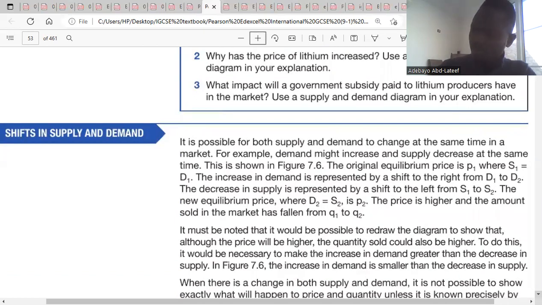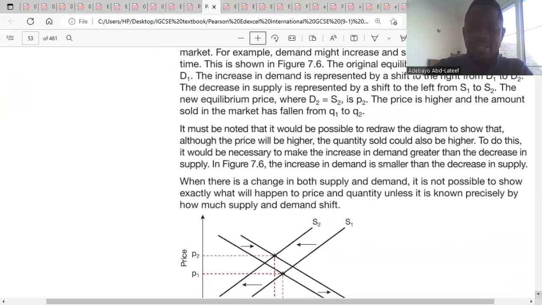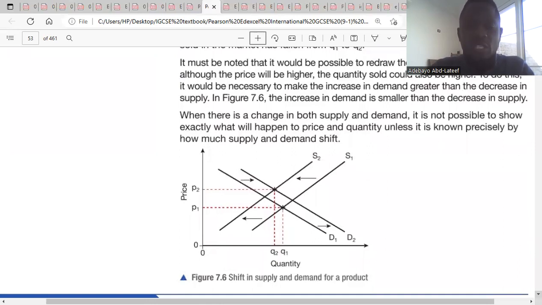If this happens, an increase in demand will be represented as a rightward shift from D1 to D2 in the graph. D1 to D2 in this figure 7.6 means that there's an increase in the quantity demanded of the product. At the same time, the quantity supplied in the market has fallen, reduced from S1 leftward to S2. So demand is increasing while supply is decreasing. But what happens to the price? There's going to be a new price at P2. You get the point here?